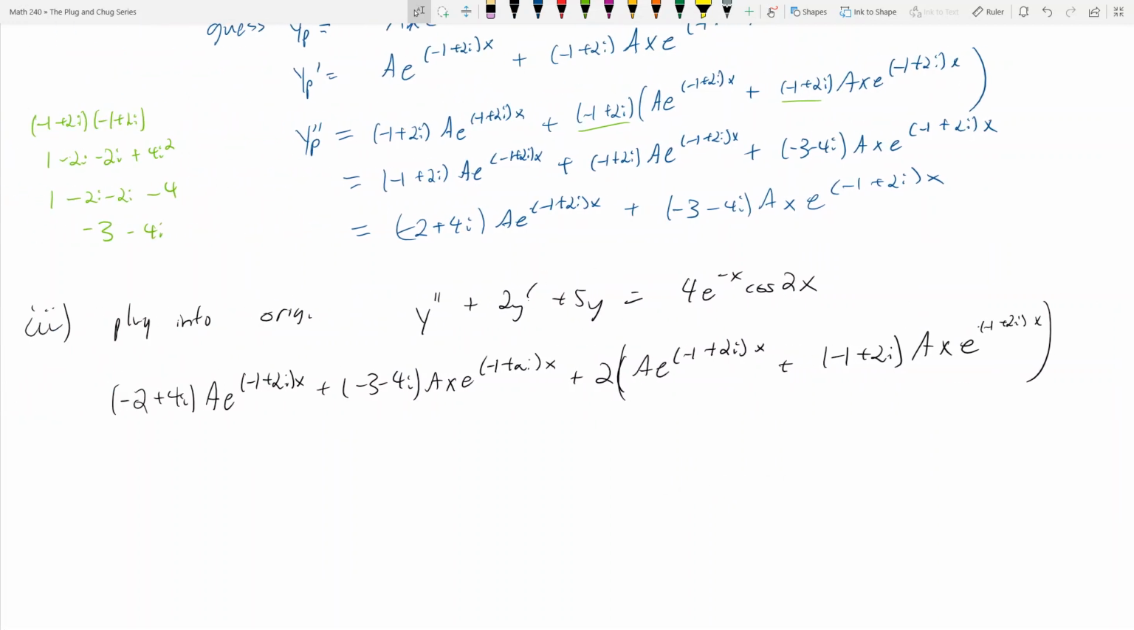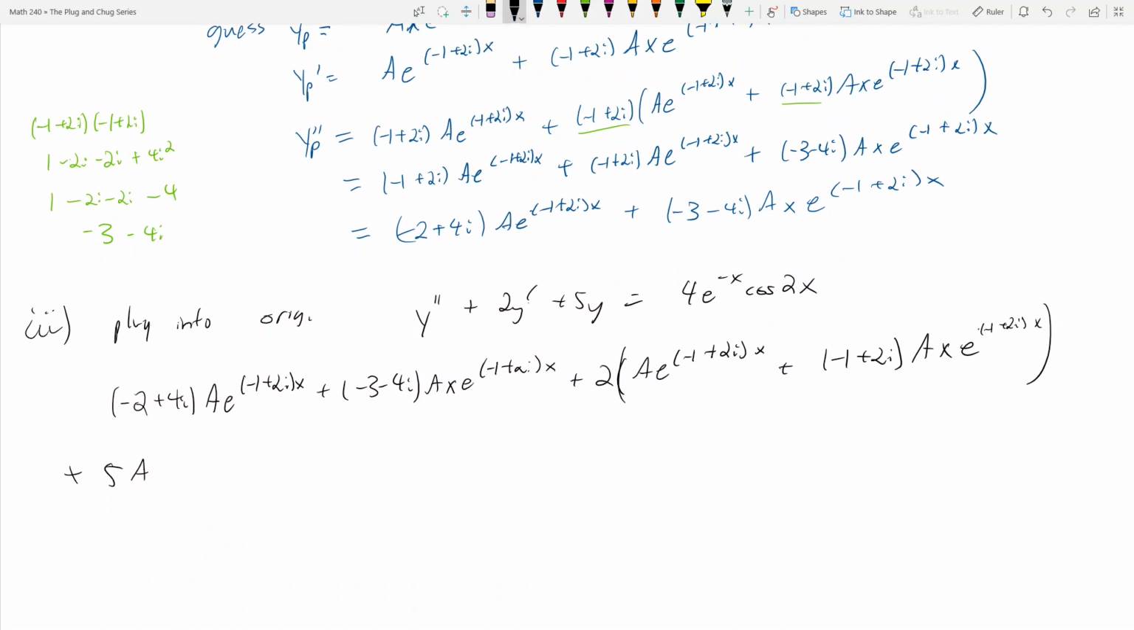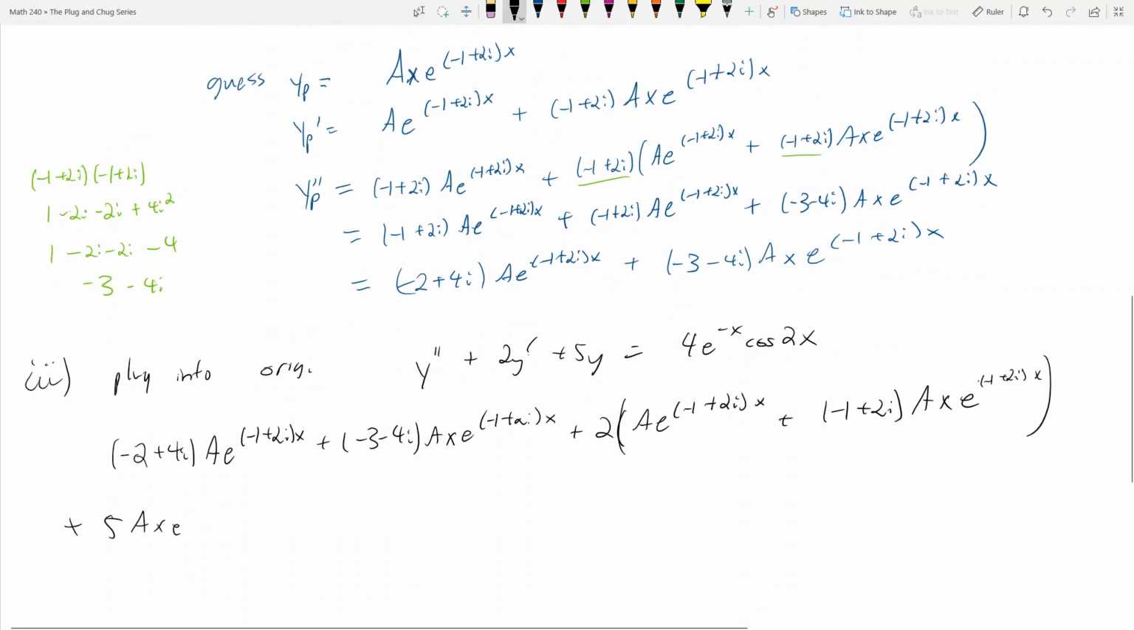And then plus 5y, which is then, let's move it down here, plus 5yp, which is 5ax e to the (-1 + 2i)x. So there's yp right here. All right, and this is all equal to 4e to the negative x cosine 2x.